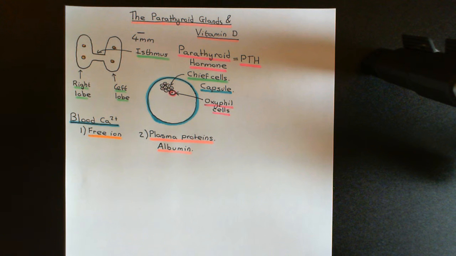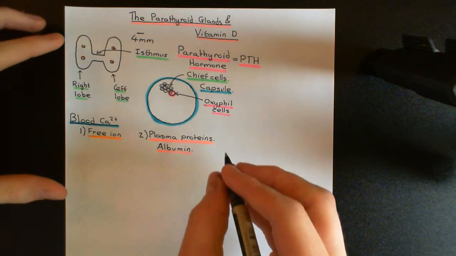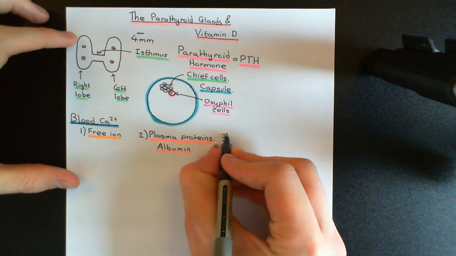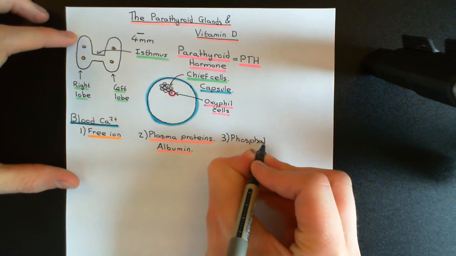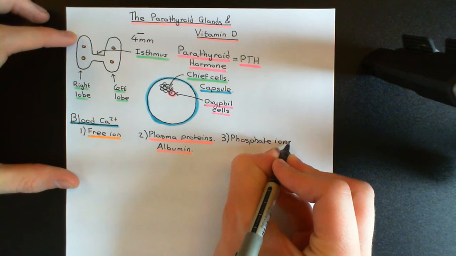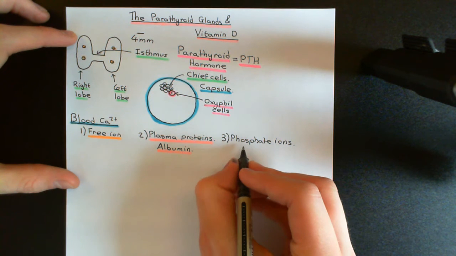So the final form that the calcium ions can exist in within the blood is that they can be bound to much smaller negatively charged ions. Here we had calcium being bound to negatively charged residues of these massive great proteins. The other form that calcium ions can exist in within the blood is being bound to much smaller negatively charged ions, and one of the principal ones that they can bind to is phosphate ions. So you also have phosphate ions within the blood, and calcium ions can bind to phosphate ions because they have a negative charge.